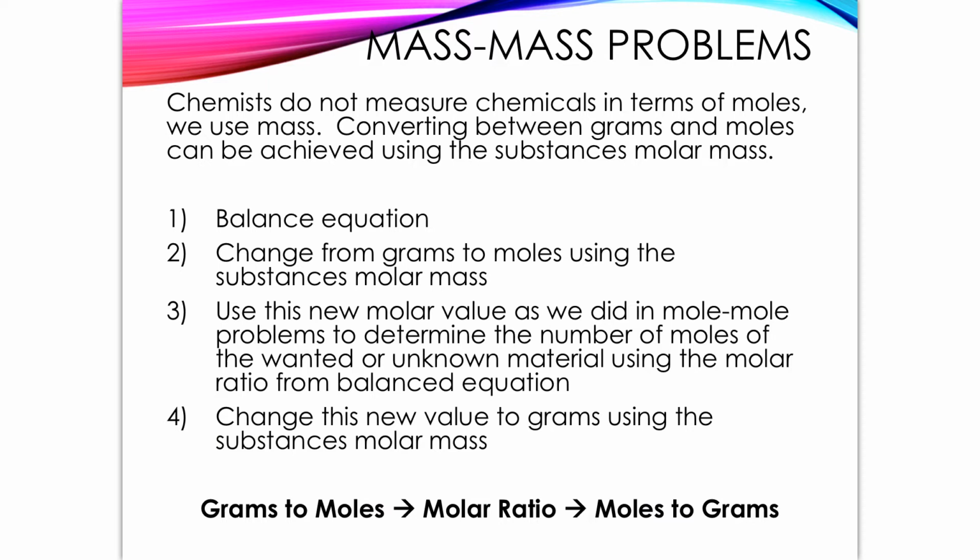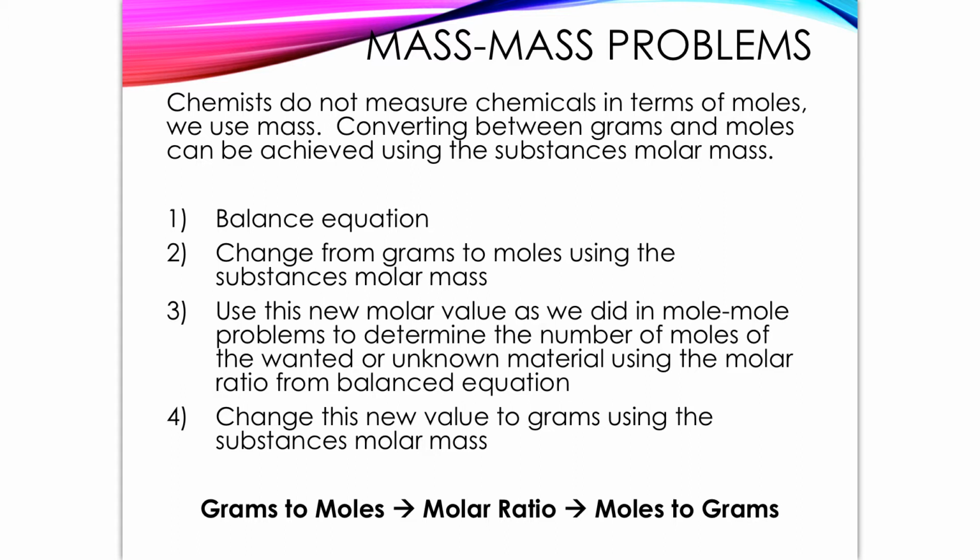Okay, mass-to-mass stoichiometry problems are no different than the mole-to-mole stoichiometry problems, except you have to add additional steps on the front end and the back end of the calculation to convert from grams to moles and then moles back into grams. Because remember, as chemists, we weigh stuff in mass in grams, but all the calculations are done on a mole ratio basis. So the first thing we're going to do is always balance our chemical equation.